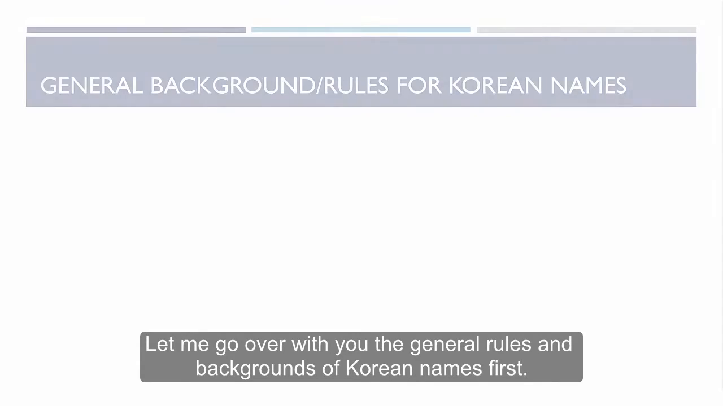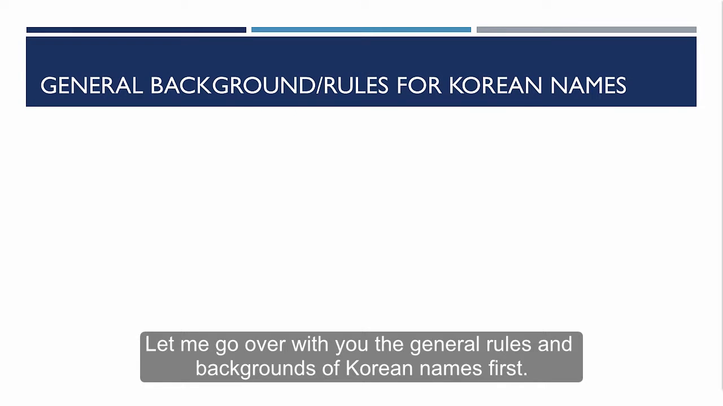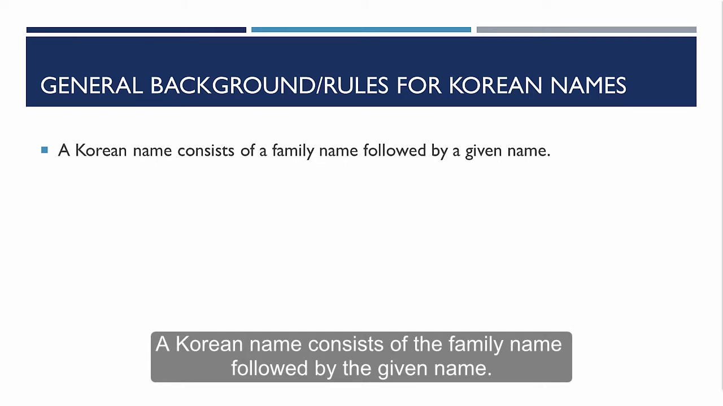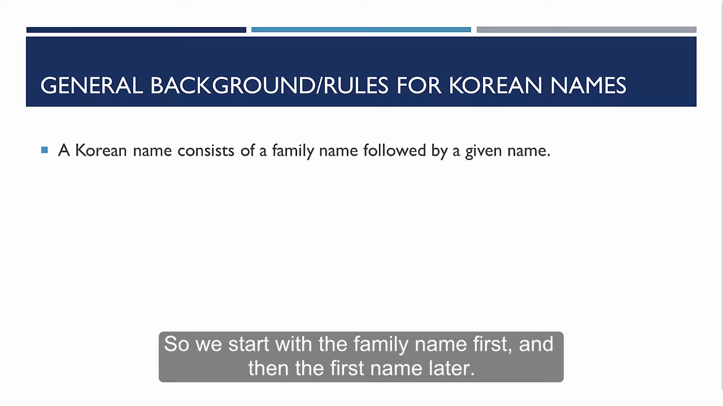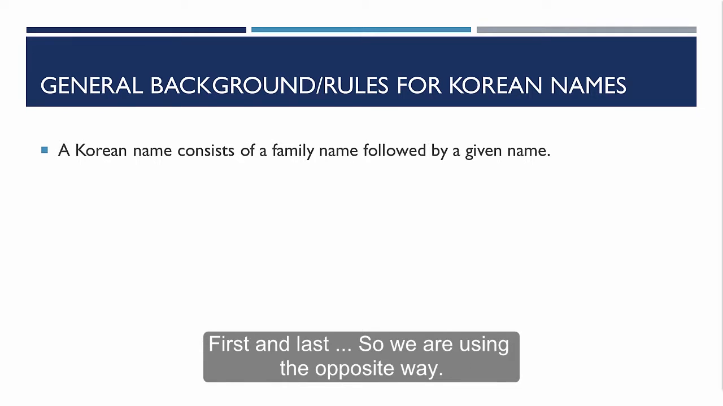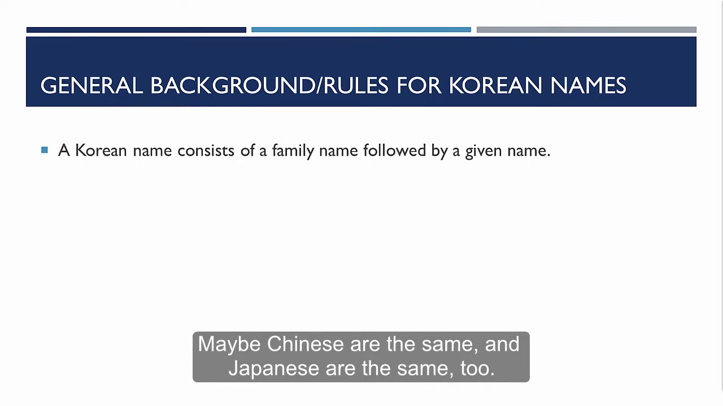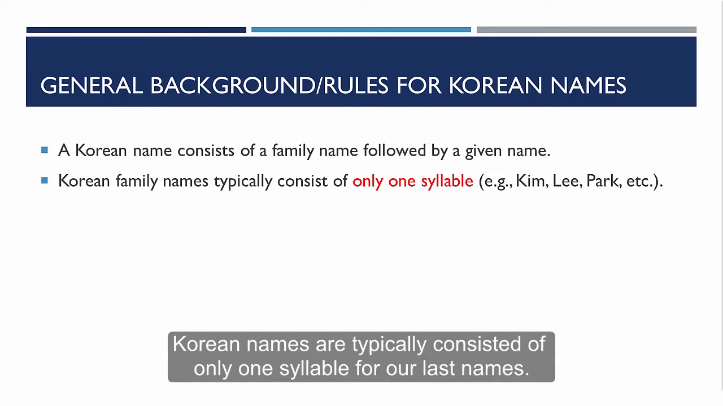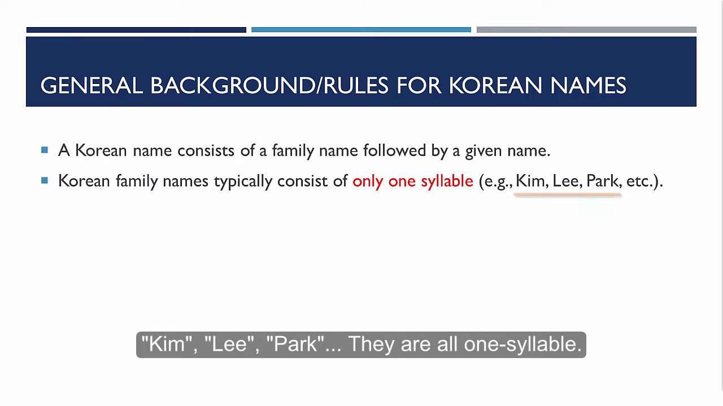Let me go over the general rules and background of Korean names first. A Korean name consists of the family name followed by the given name. So we put the family name first and the first name later. Actually, first and last, we are using the opposite way. Maybe the Chinese are the same, and the Japanese are the same too. Korean last names typically consist of only one syllable. Kim, Lee, Park, they're all one syllable.